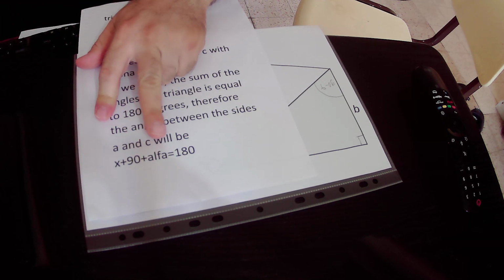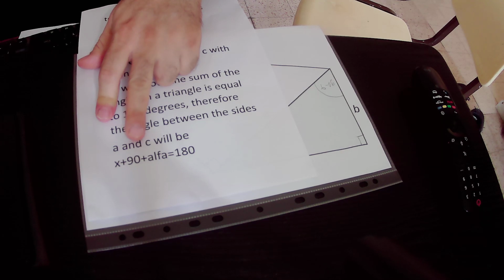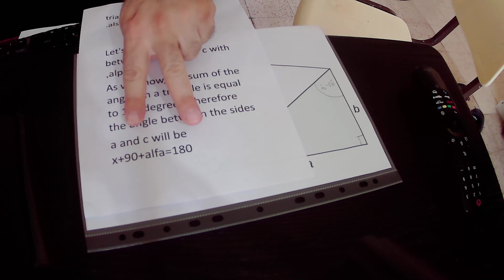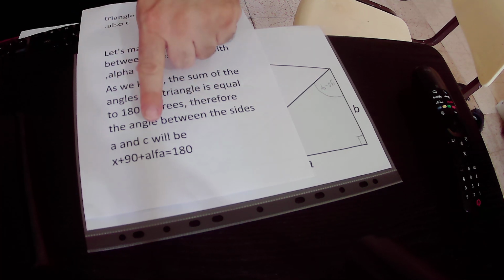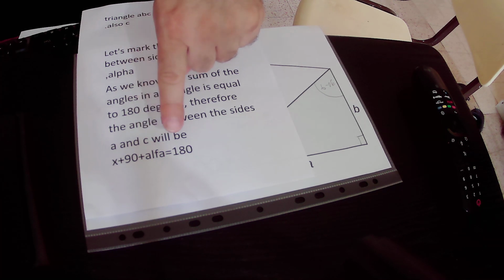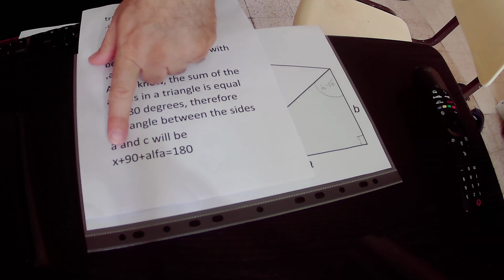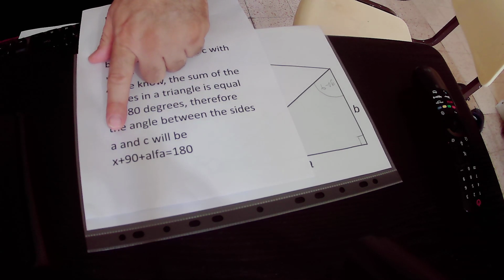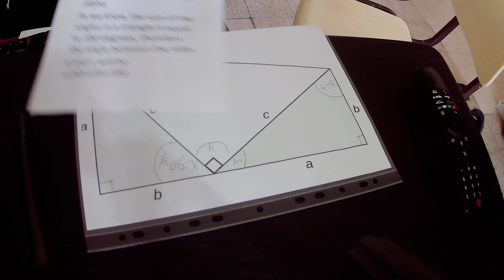X plus 90 plus alpha equals 180 degrees. We will subtract 90 from both sides of the equation, and then we will subtract alpha from both sides of the equation. Then we will get that X is equal to 90 minus alpha. Okay.